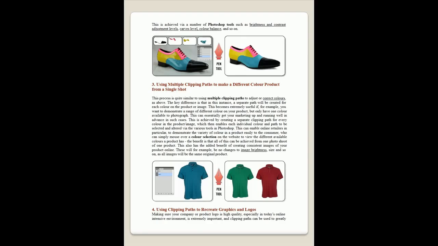3. Using multiple clipping paths to make a different color product from a single shot. This process is quite similar to using multiple clipping paths to adjust or correct colors, as above. The key difference is that in this instance, a separate path will be created for each color on the product or image. This becomes extremely useful if, for example, you want to demonstrate a range of different colors on your product, but only have one color available to photograph. This can essentially get your marketing up and running well in advance in such cases.